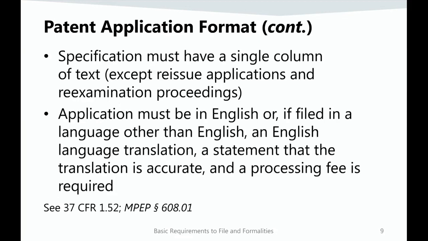While patents are printed with multiple columns, the specification in the application must have a single column of text. An application for a U.S. patent must be in English.